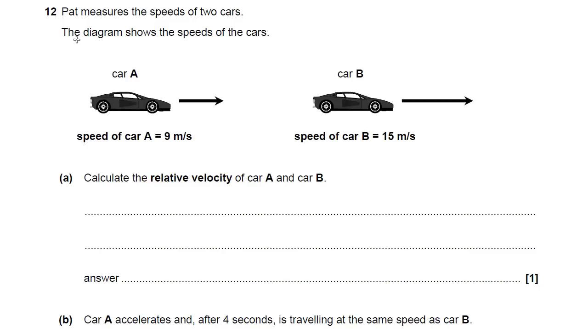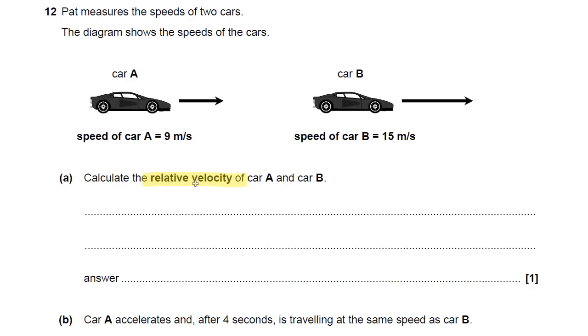So this is question 12 on the P3 section of the OCR specimen paper for Gateway Science. Pat measures the speeds of two cars. The diagram shows the speeds of the two cars. Here's car A, speed's 9 meters per second, car B is 15 meters per second. And the question just asks you to calculate the relative velocity of car A and car B.